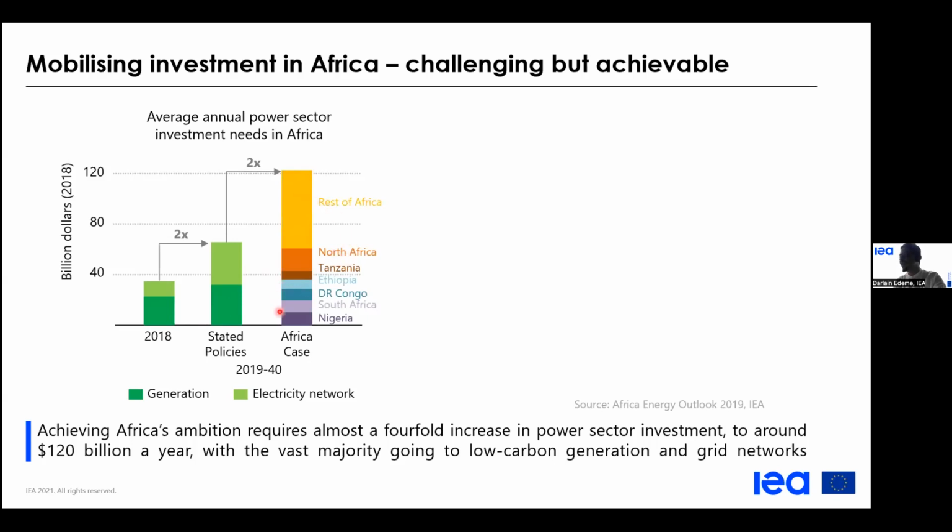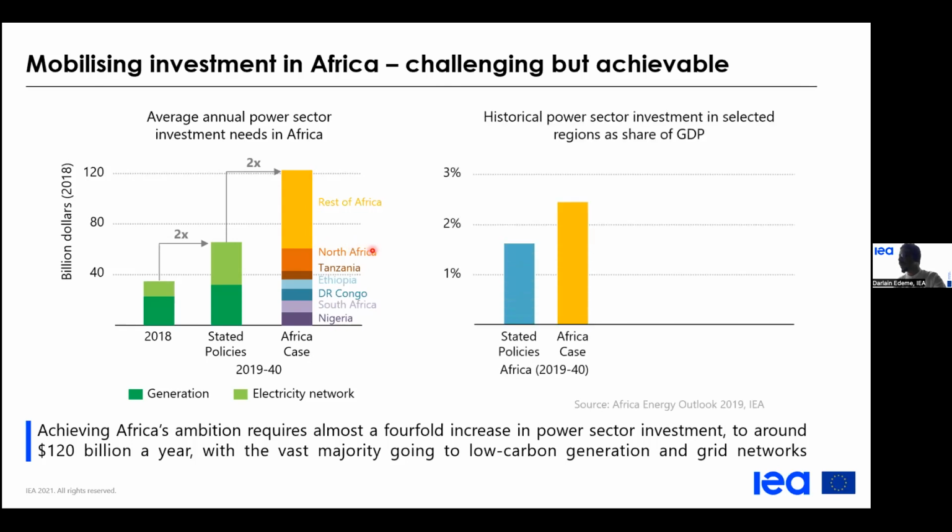Here you can see a fragmentation of this total investment needed in the Africa case with respect to the geographical area in which these investments are needed. So you can see that Nigeria and North Africa, and also South Africa and the Democratic Republic of Congo, need huge investments. And here you can see the rest of Africa, in which Rwanda is clearly included.